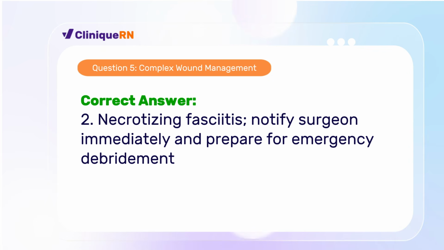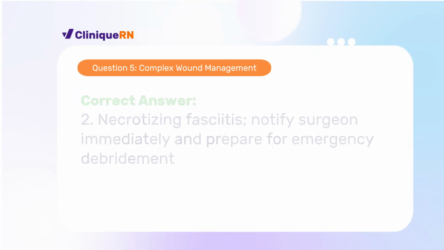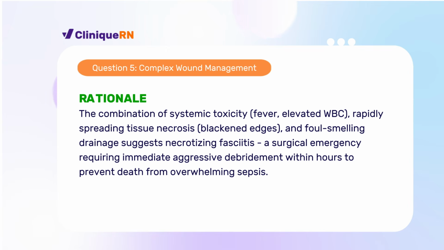The correct answer is 2. Necrotizing fasciitis. Notify the surgeon immediately and prepare for emergency debridement. Rationale. The combination of systemic toxicity, fever, elevated white blood cell count, rapidly spreading tissue necrosis, blackened edges, and foul-smelling drainage suggests necrotizing fasciitis, a surgical emergency requiring immediate, aggressive debridement within hours to prevent death from overwhelming sepsis.